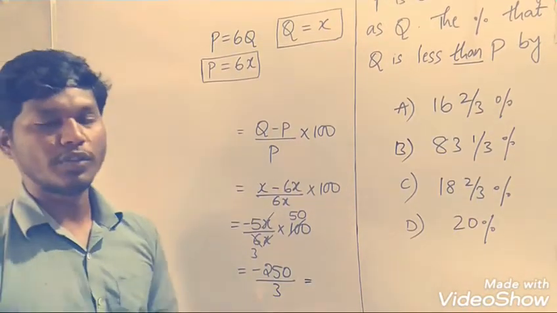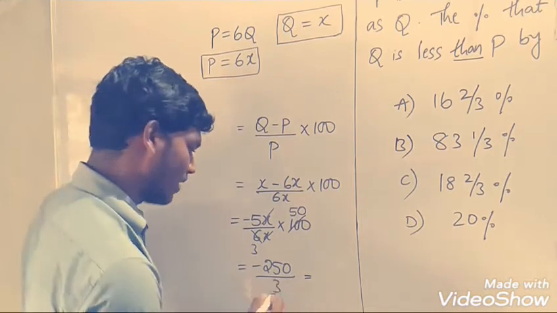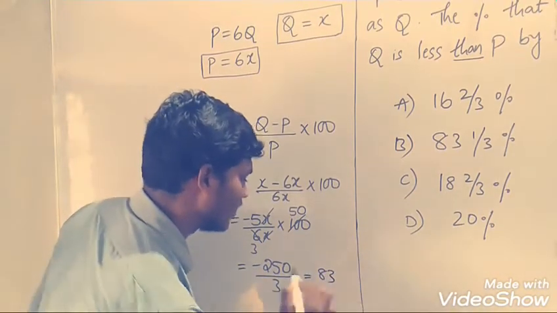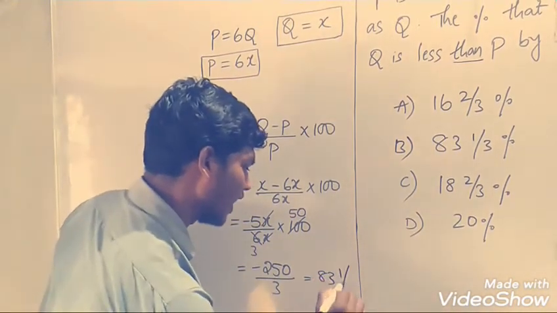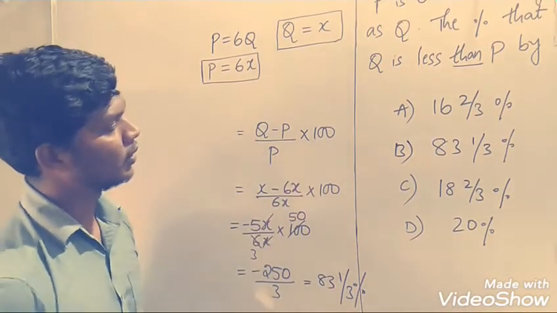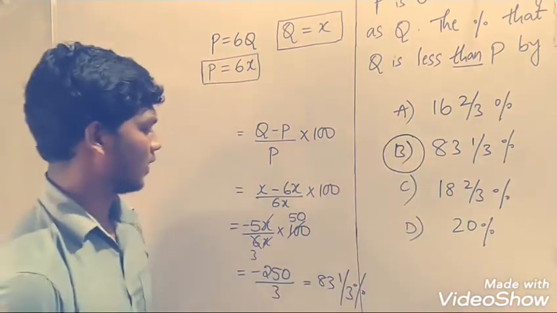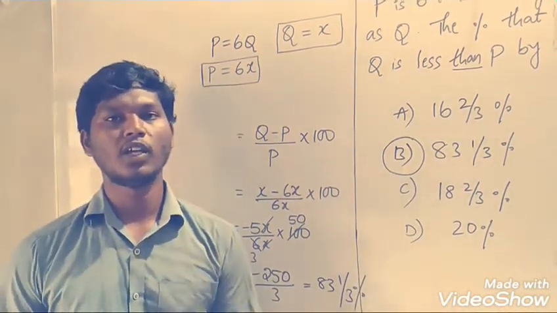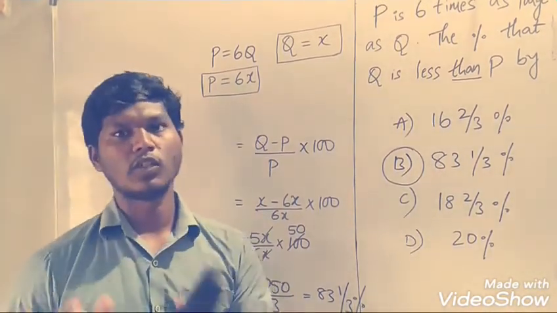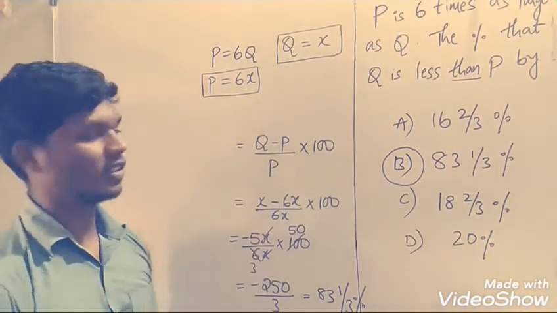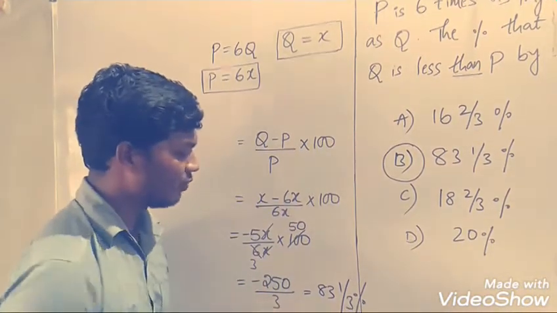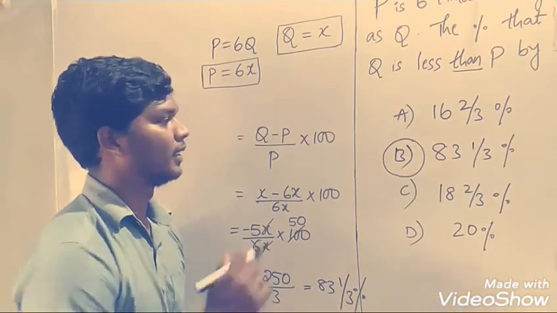Okay friends. So 250 by 3, in 3 table cancellation, 3 8s are 24 and we have 1 here, so 10. So 3 3s are 9 and the remainder will be 1. So 83 1 by 3%. So go through the options. So option B is our required answer. Okay friends. So we don't know the value of Q. Just take the value Q as X and P is equals to 6 times Q. So just substitute the values of P and Q in formula number 2, and after cancellation we will get the answer as 83 1 by 3.